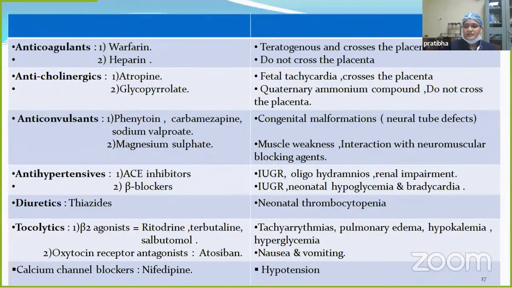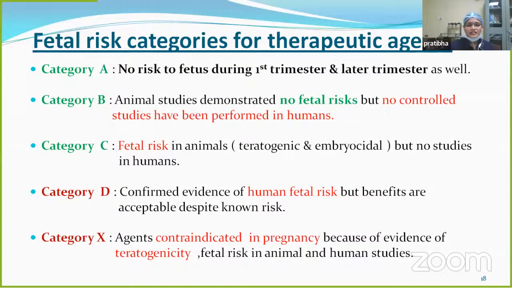Coming to the fetal risk categories: category A, B, C, D, and category X drugs. In category A, there is no risk to the fetus, including during the first trimester. In category B, animal studies demonstrated no fetal risk, but no controlled studies have been performed in humans. Category C, fetal risks in animal studies which are teratogenic and embryocidal, but no studies in humans. Category D, there is human fetal risk, but benefits are acceptable despite the risk. Category X drugs are contraindicated in pregnancy, and there is evidence of teratogenicity and fetal risk in animal and human studies.